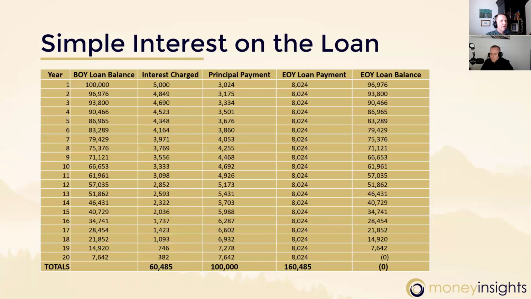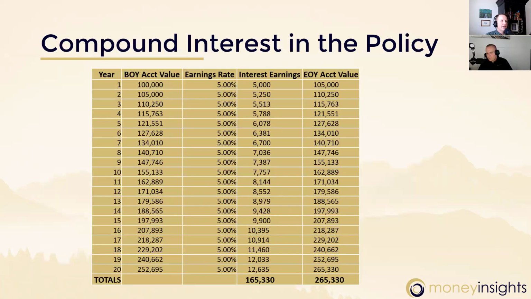So I take the $100,000 loan. My payment is about $8,000 per year. When I fast forward to the end of the 20 years, and I've paid off that loan, I will have paid a total of a little over $60,000 in interest. But simultaneously, I have $100,000 collateralizing the loan, but it's sitting in my cash value, growing and compounding. And if I assume the same 5% rate of growth, $100,000 compounding over the 20 years, fast forward, I will have earned a little over $165,000 in interest in my account.